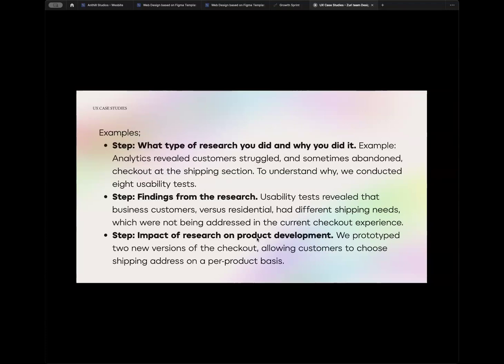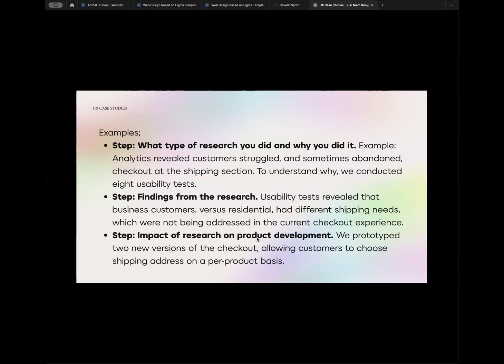Now let's talk about some examples, right? So look at how these headlines are. Imagine the part where you're talking about what you did and why you did it. So you say things like, the type of research I did and why I did it. You say things like, these are the findings from the research. Or, these are the impact of the research or product development.